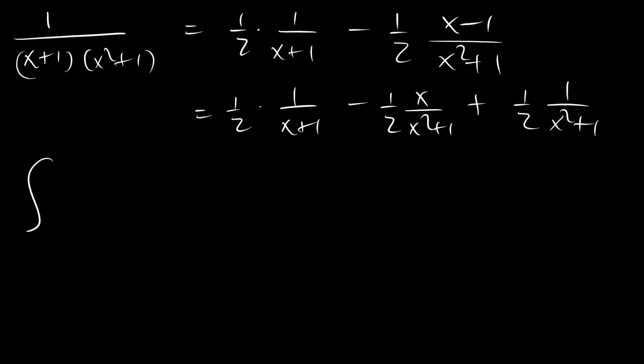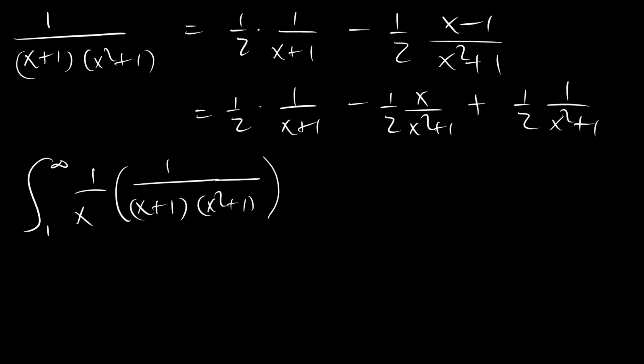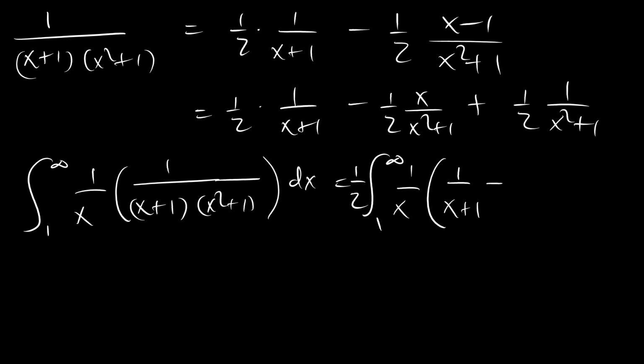Okay, so our integral now from 1 to infinity of 1 over x times (1 over x plus 1) times 1 over x squared plus 1 is the same as the integral from 1 to infinity of 1 over x, and then we plug in this. We can actually pull a half out, so we have 1 over x plus 1 minus x over x squared plus 1 plus 1 over x squared plus 1, right?